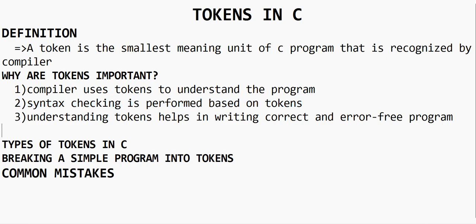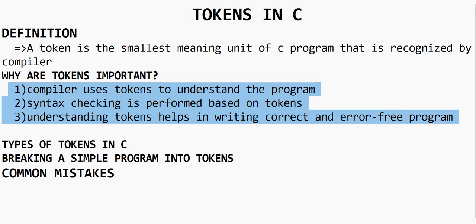And the third one is that understanding the tokens helps in writing correct and error-free programs. Actually, it is for the programmers. By understanding the tokens correctly, you know where a particular token should be used. In a further video, I'm going to explain the types of tokens. Based on this, you can understand which type of token is actually used in the program. We get an overview of that. This also helps in reducing the errors in the program for the programmers as well. Okay, these are the three important reasons why tokens are important.